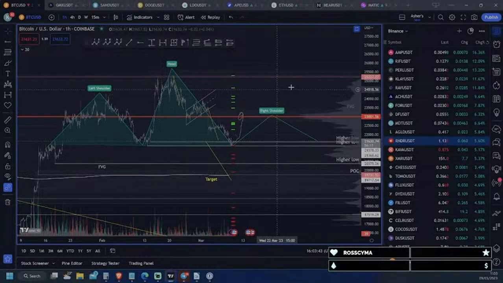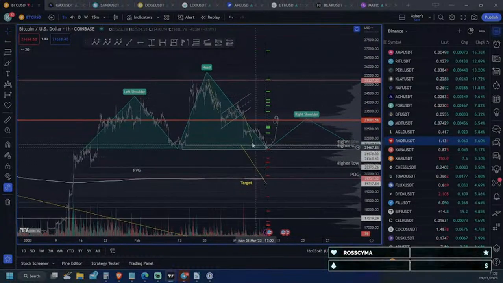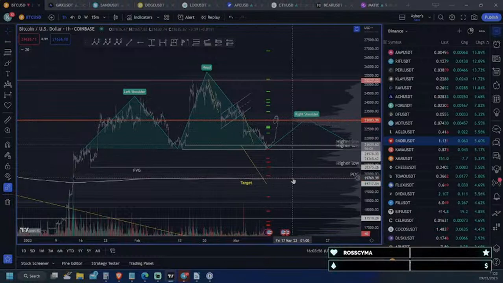Yeah, that's basically it. That's my analysis. I think a slight expansive move up could be a good scalp trade. Then I'll be looking for shorts potentially around this area to short down to this area here, and then we'll see what happens.